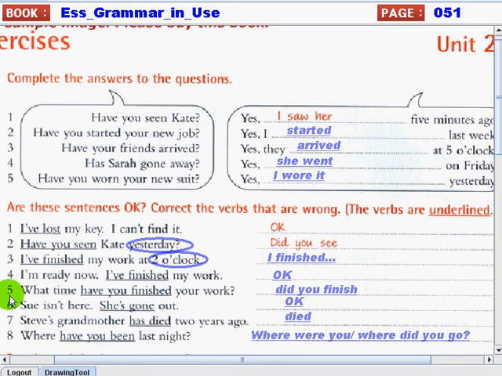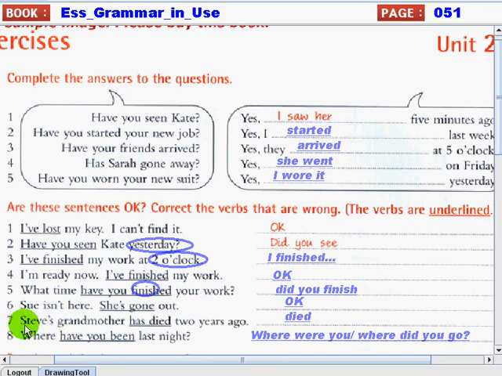Next, what time have you finished your work? It should be, what time did you finish your work? Okay, our underlined verb should be, did you finish? Okay? Next, the clue here is the word finish, right? The work is finished. Next, number 6. Sue isn't here. She's gone out. It's okay, right? She has gone out.